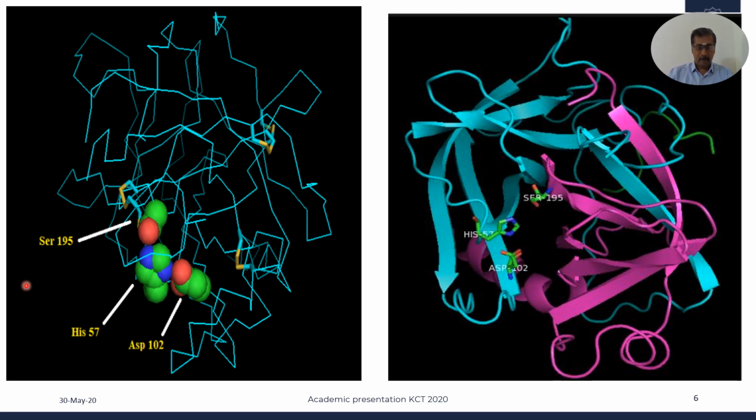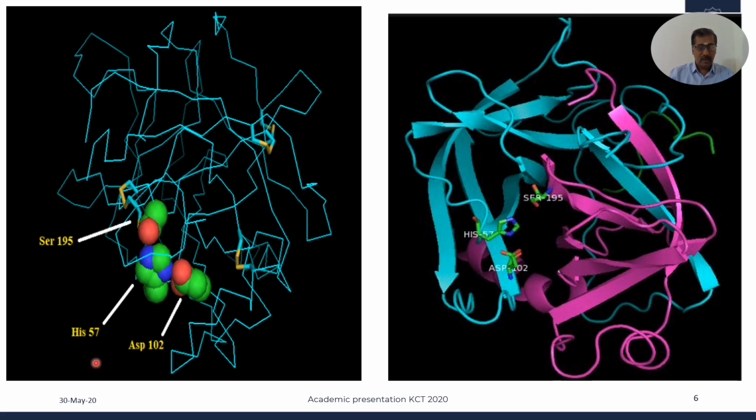So here, for your understanding, I took the three-dimensional image from the Protein Data Bank. It is open source. Anybody can go, just Google PDB or Protein Data Bank. You can get any structure if it is deposited. Now here, the blue color line indicates only the backbone. There are no side chains, only the backbone.